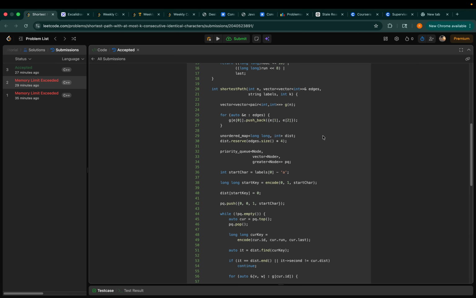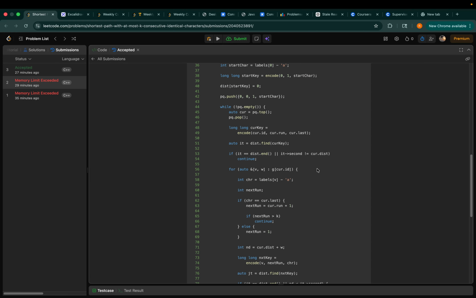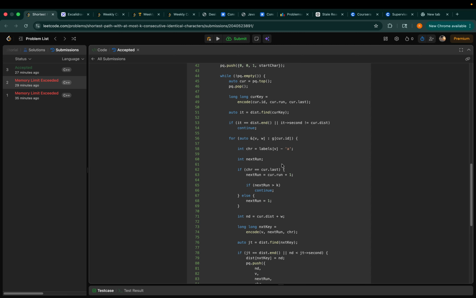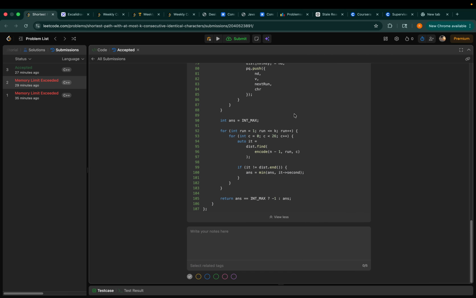And I just took a map now, and everything else is the same. So whenever you want to, let's say, get the distance, then you first encode your current state, and then do a lookup on the map. So that's the core idea. Everything else is the same basically.